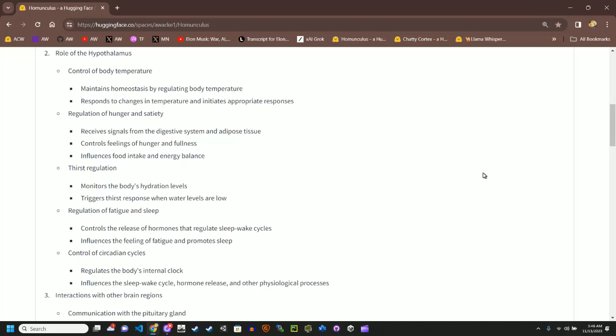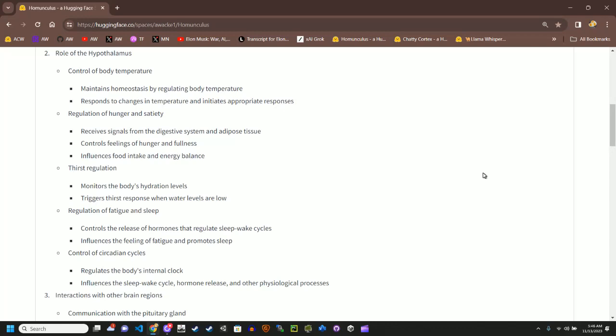Regulation of fatigue and sleep. Controls the release of hormones that regulate sleep-wake cycles. Influences the feeling of fatigue and promotes sleep. Control of circadian cycles. Regulates the body's internal clock. Influences the sleep-wake cycle, hormone release, and other physiological processes.